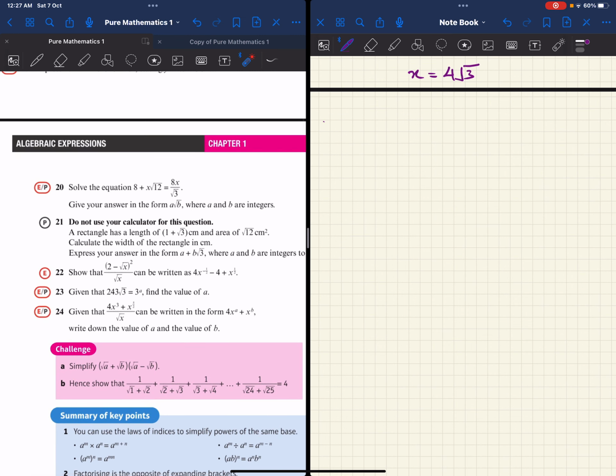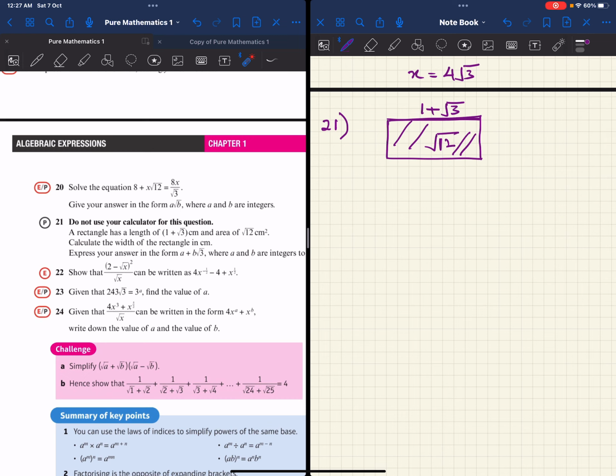Moving on to question number 21. Do not use a calculator for this question. A rectangle has a length of 1 plus root 3. Let's draw one for the sake of better visualization. So 1 plus root 3, and the area is given as root 12.